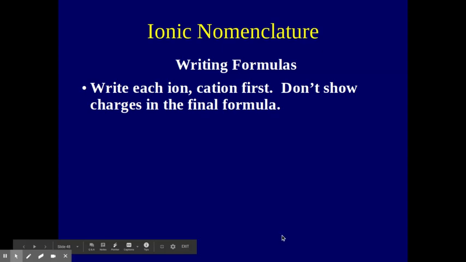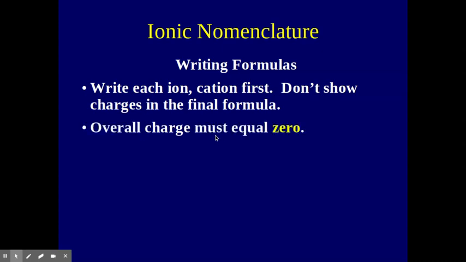So how do we write formulas? Well, start out by writing each ion. Write the cation first. Metal always goes first. Don't show the charges in the final formula. The charges are going to help you balance it, but they don't go in the final formula. The overall charge has to be equal to 0, so your positives and negatives have to balance out.